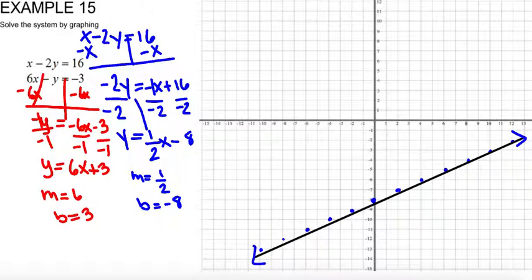And you do the same thing with the second line. My y-intercept is at 3. And slope is 6. So I go up 6 to the right 1. And then same thing, but now I go down 6 to the left 1 to extend the line. And then I connect the dots.